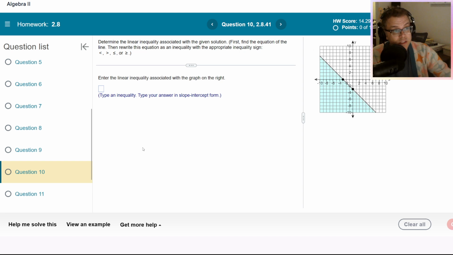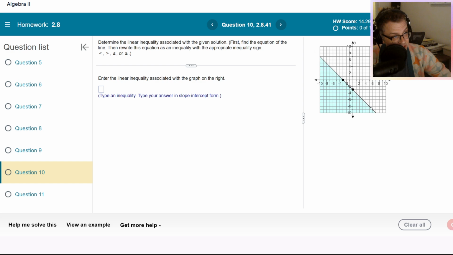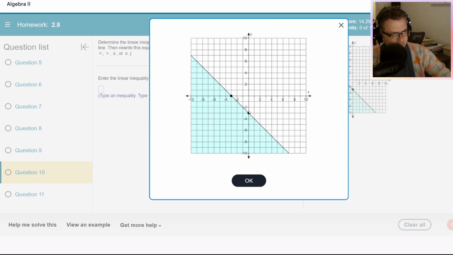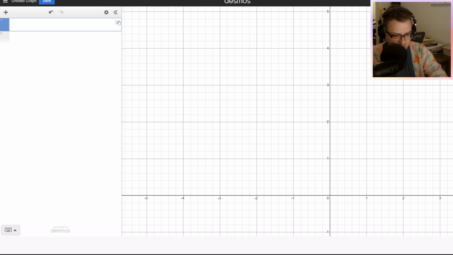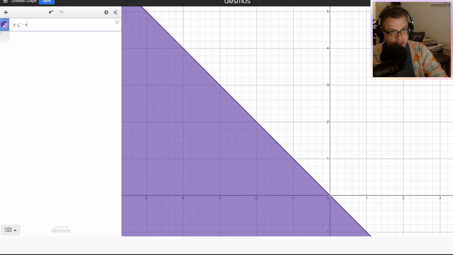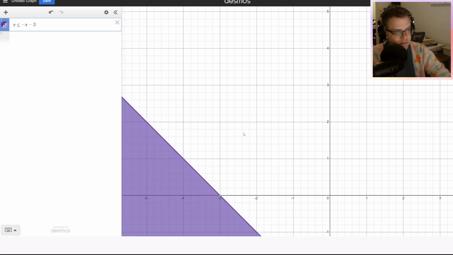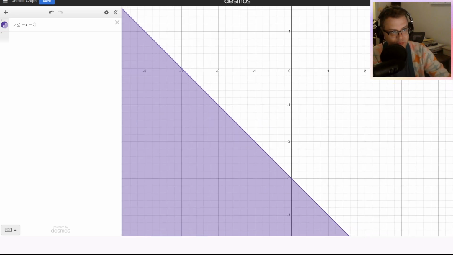Okay. Determine the linear inequality given the solution. Find the equation of this line. So we know it is negative x, and I can just clock this one out. Look at this. Y equals negative x minus 3. Y is less than, is that a solid line? Solid line. Or equal to negative x minus 3. Look at me doing stuff.